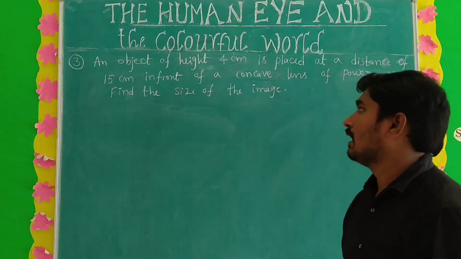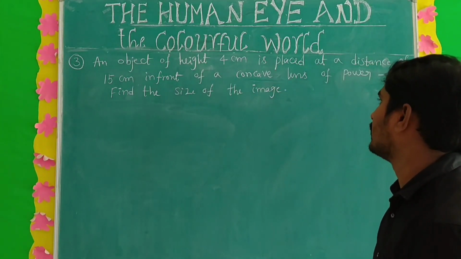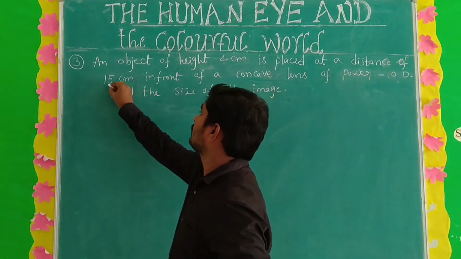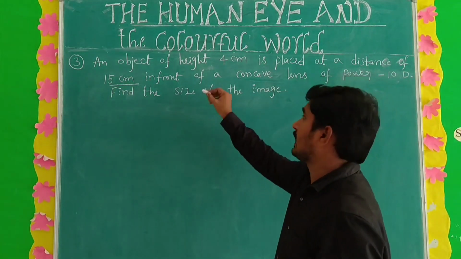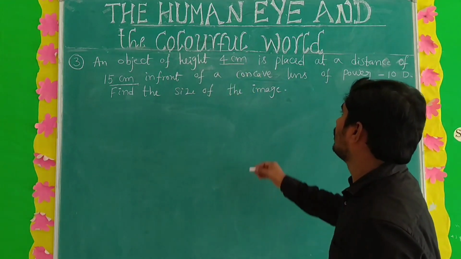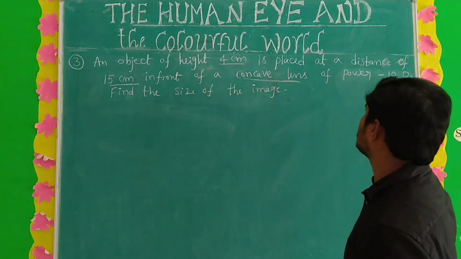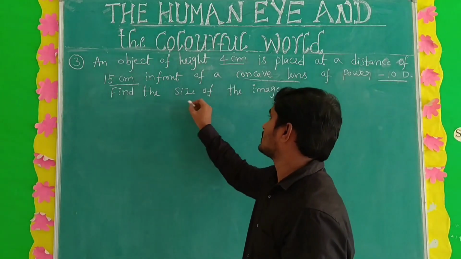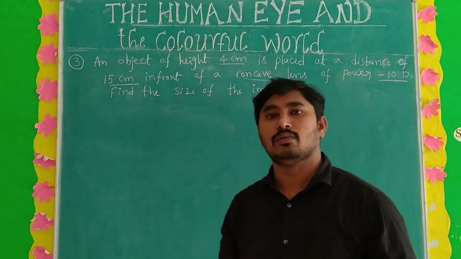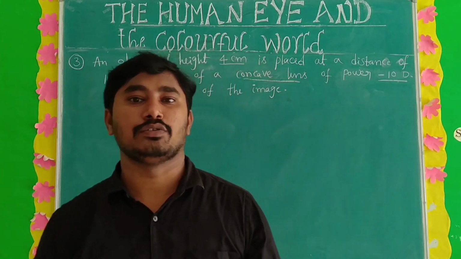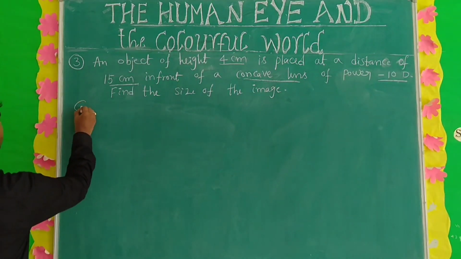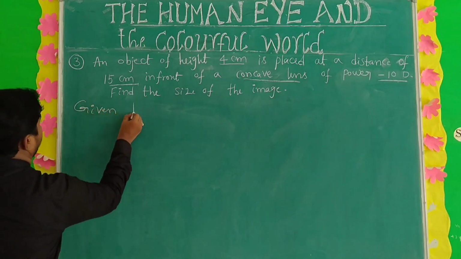The problem is: an object of height 4 cm is placed at a distance of 15 cm. How much here? 15 cm, and height of the object 4 cm. So what is the lens here? A concave lens of power minus 10D. Find the size of the image, that means you want to find the height of the image. Here first of all you have to write the given data. So what is the given data?